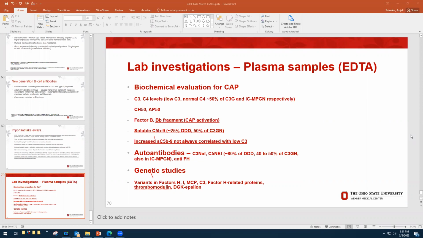That is true. But the problem is monoclonal proteins can behave like nephritic factors. That is the theory right now. They can act as C3 convertase stabilizers. That's where the cross connection happens between these diseases.